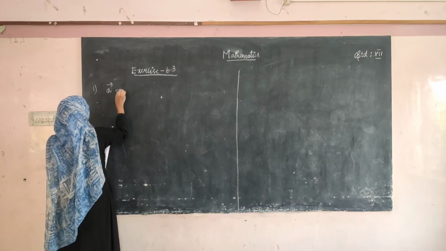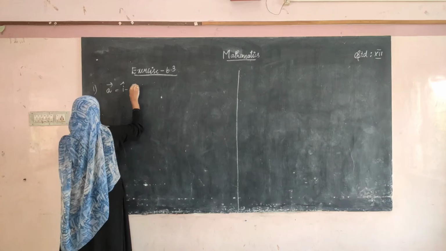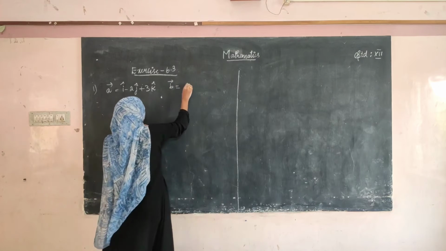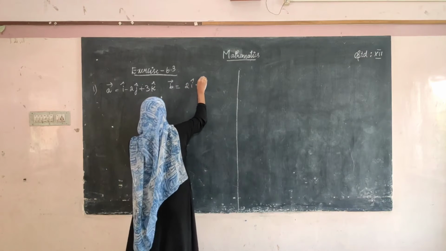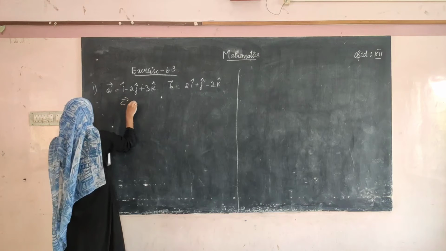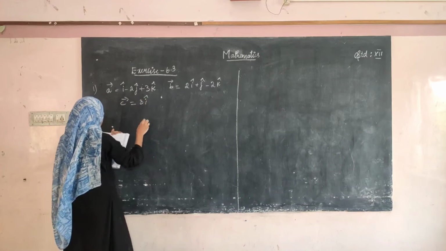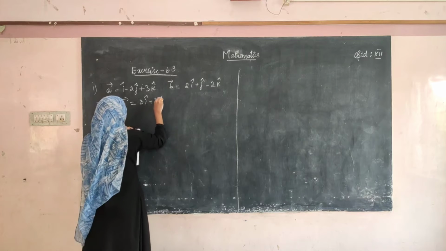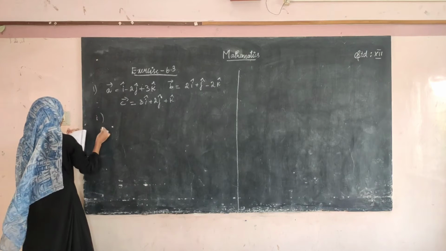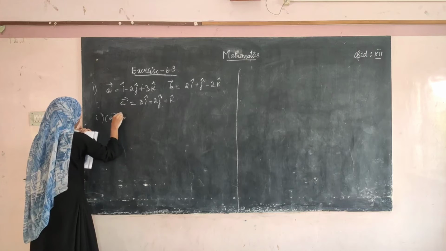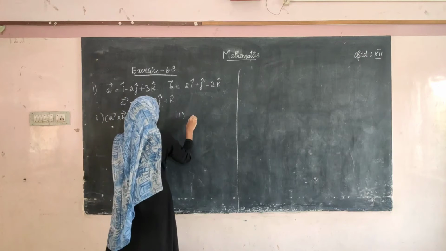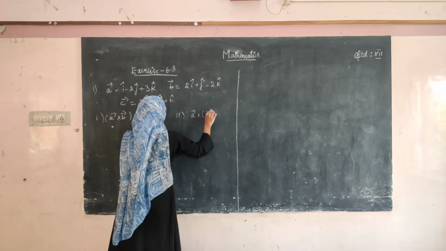A vector is equal to I cap minus 2 j cap plus 3 k cap, and B vector is equal to 2 into I cap plus j cap minus 2 into k cap. And what is the C vector? C vector they have given us is 3 into I cap plus 2 into j cap plus k cap. First they have asked us to find A vector cross B vector cross C vector, and in the second term they have asked us to find A vector cross B vector cross C vector.